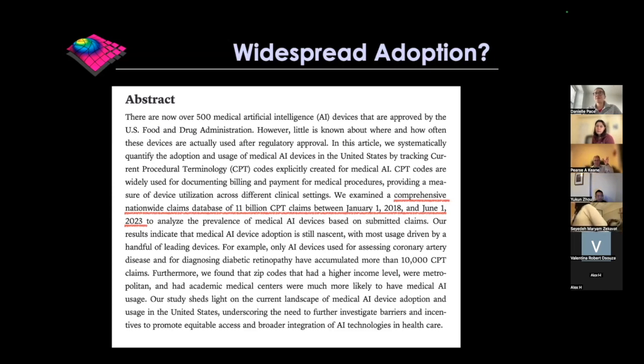And what was the upshot of that? Well, I can tell you that only two devices, two of those 500, had more than 10,000 billing claims. And that was for coronary artery disease and for diabetic retinopathy. And so, that's good for them, but even for the top two, it's a relatively minuscule amount of adoption as of yet.